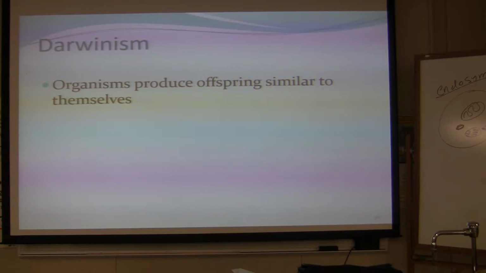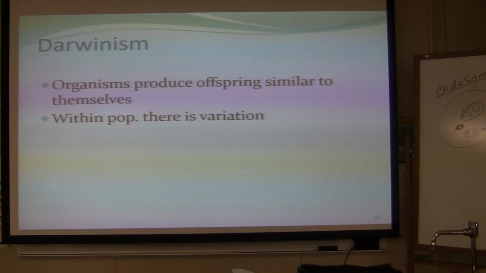Darwinism, what did Darwin say? Darwin said organisms produce offspring similar to themselves. That's a fact. Okay? You have some exceptions. Horses and donkeys, they make mules, and mules are not the same. And also, he said, within a population, there is a variation.